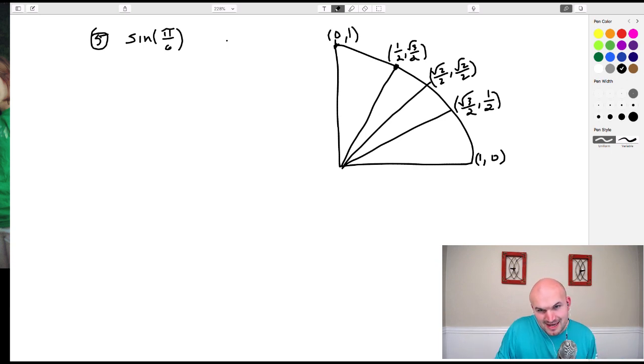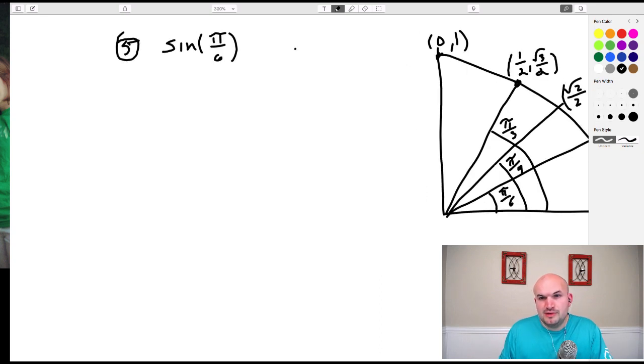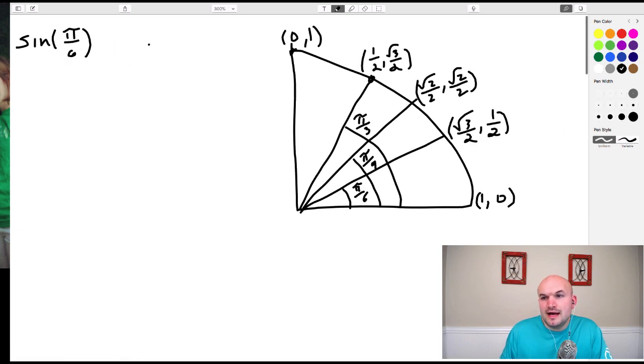Now, I'm not sure if I can fit my angles in here. I'll try to do my best. This first angle is 30 degrees, or pi over 6. The second angle is 45 degrees, which is the same thing as pi over 4. These pi over 6 and pi over 4 are the radian measure, which is another thing we talked about earlier in this chapter, the differences between radians and degrees. I could just zoom in, that'd make my life easier. And then this one is pi over 3, and the last angle is going to be pi over 2.